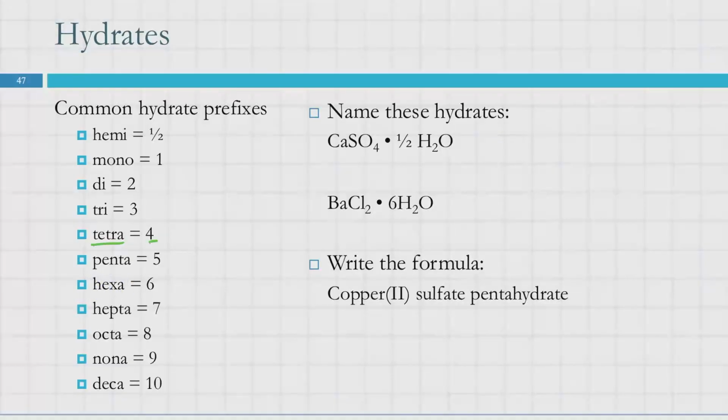Hepta has an X in it. 6 also has an X in it. Hepta is the weird one. One of the weird ones. Octa, like the octagon or an octopus, 8. Nona, our Italian grandmother, another weird one for 9. Nona for 9. And then deca, like decade, 10 years.